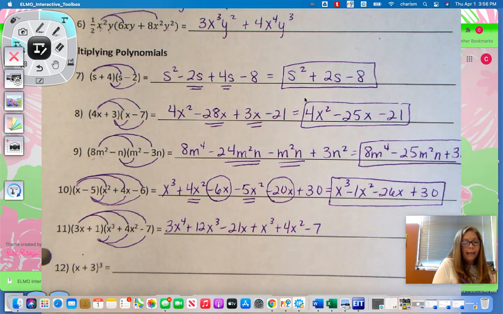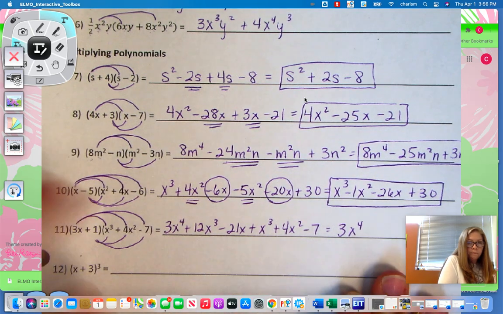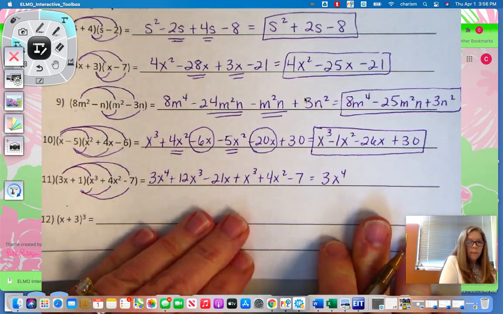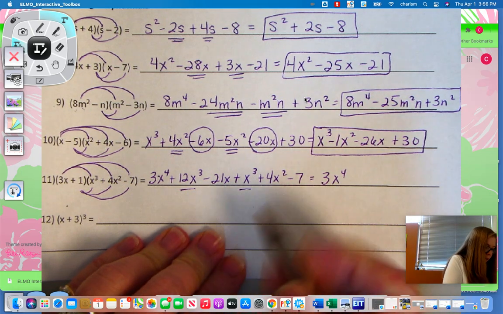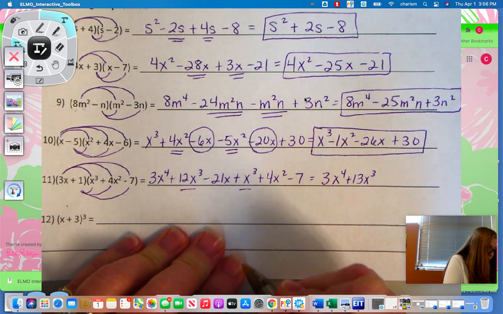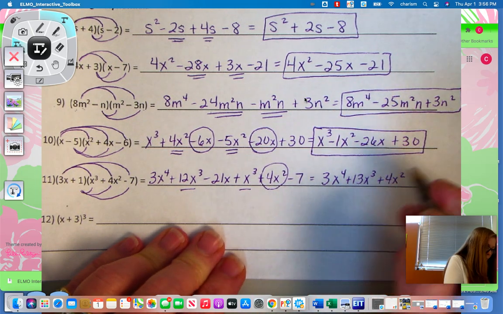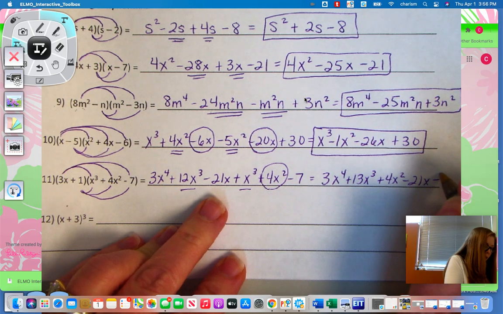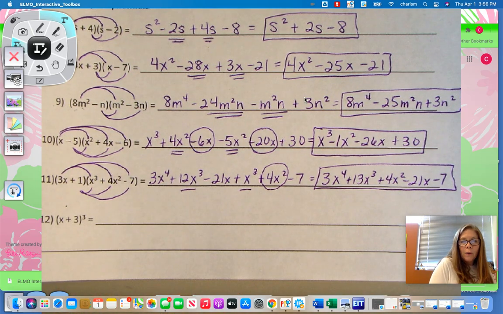All right, now go back and let's get those like terms. So we've got the 3x to the fourth. Hold on, I'm running out of space. There we go. 3x to the fourth. We have a 12x to the third and a 1x to the third for a 13x to the third. And then, ooh, here's an x squared plus 4x squared minus a 21x minus a 7. That is a big polynomial. 5 terms. All right, I hope it's going well for you. It's killing me not to be there with you.